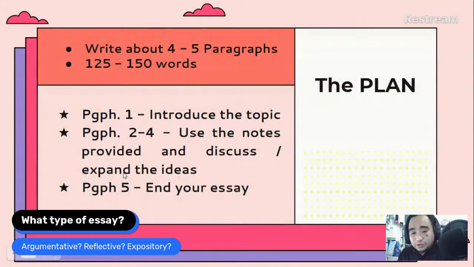Okay, so just now we have done a task on understanding the task. After you have understood the task, next you are going to do a plan. So write about 4 to 5 paragraphs. It is in 125 to 150 words. It's a very short essay. So a proper planning is required, because we don't want you to exceed too much.